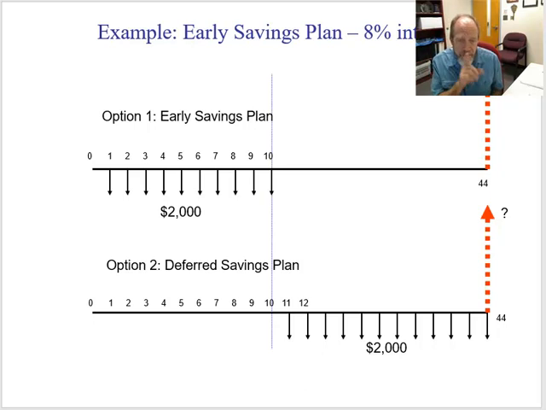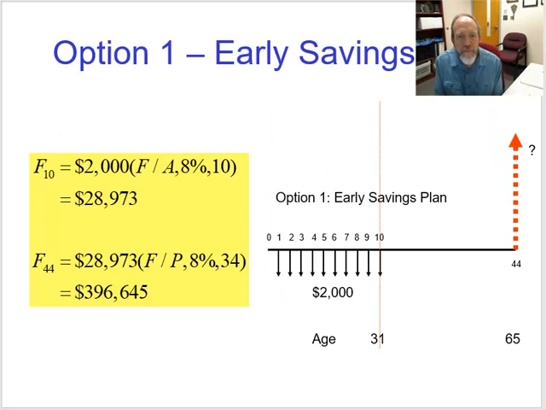Now note, in these two savings plans, between time 0 and 10, you're putting in $2,000. Let's look and see what it's worth at time 44. In the other option, you start at 10 and you go to 44, which means you're putting in $2,000 for 34 years. The first plan you put in for 10 years, the second plan you put in for 34 years. What happens when you do this?